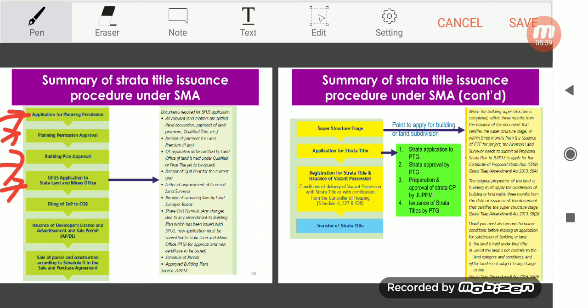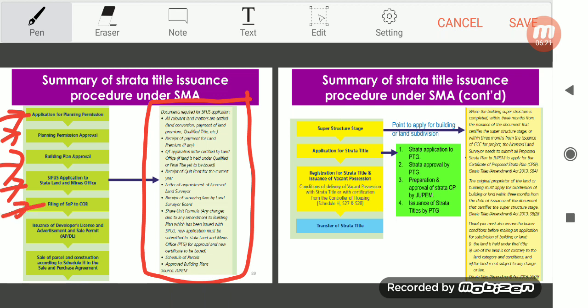The application of the SIFUS is detailed in this box, which shows you all the documents needed for the application of SIFUS. You can read this on your own in the course book, or after this. Next is filing of the SOP to the Commissioner of Building. The SOP also needs the approval by the Pengarah PTG, but must be filed after that to the COB. The next step would be issuance of developer's license.